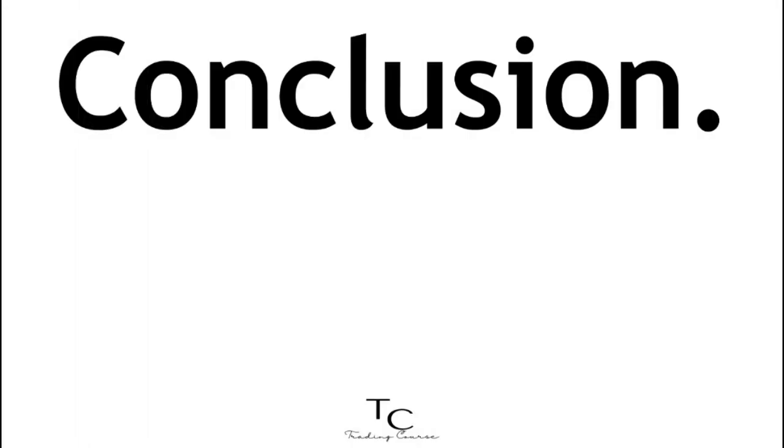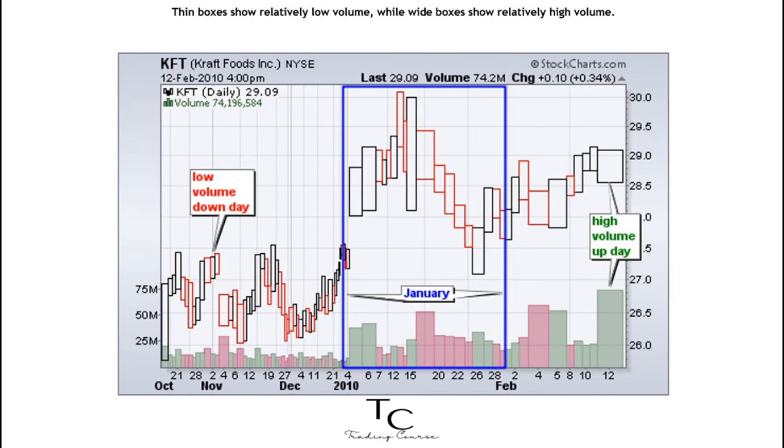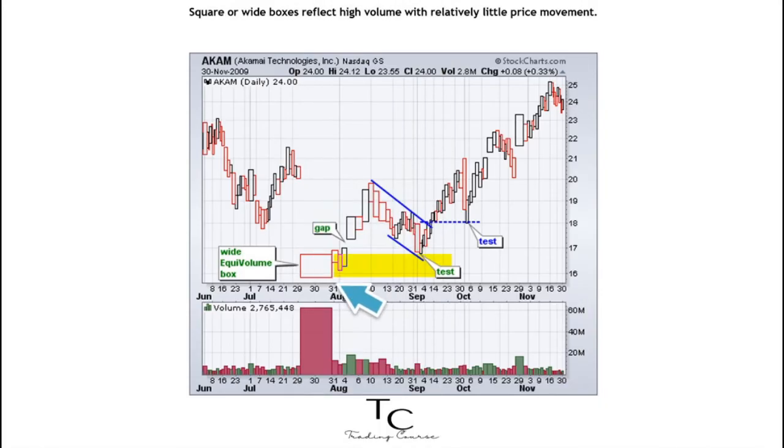Conclusion. EquiVolume boxes put price action and volume together for easy visual analysis. EquiVolume boxes plot the high-low range for length and volume for width. Thin boxes show relatively low volume, while wide boxes show relatively high volume. Square or wide boxes reflect high volume with relatively little price movement. Even with this added volume dimension, chartists can easily spot traditional patterns, support, resistance breaks, and reversals.